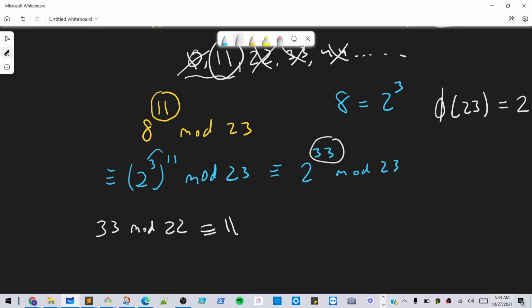So then let's just work with this. We can reduce our 33 to 11, so we get 2 to the 11 mod 23. Okay, so now I think we've done everything we can do. Basically, we just have to calculate this.